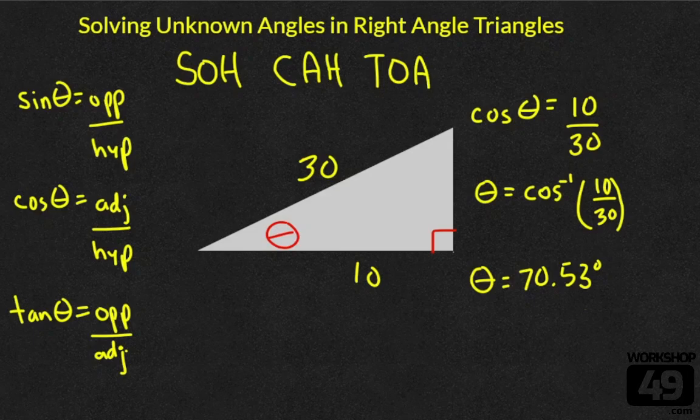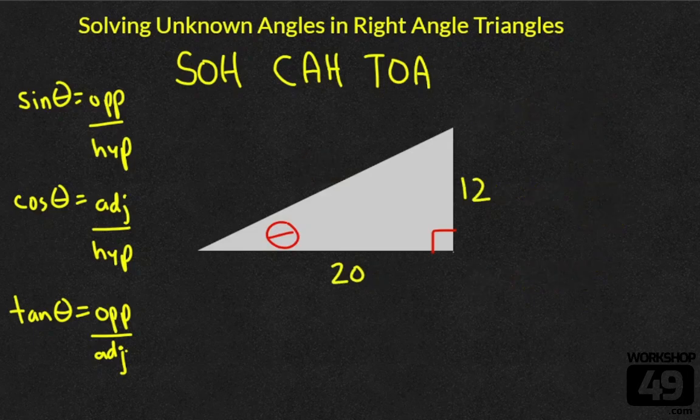Let's go ahead and do another example. Now we have a brand new triangle. We've labeled 2 new sides. We don't have the hypotenuse this time, so we can't be using anything that has a hypotenuse in it. That kind of helps us out. We do have the opposite side, and we have the adjacent side. So we know we're going to be using our tan.